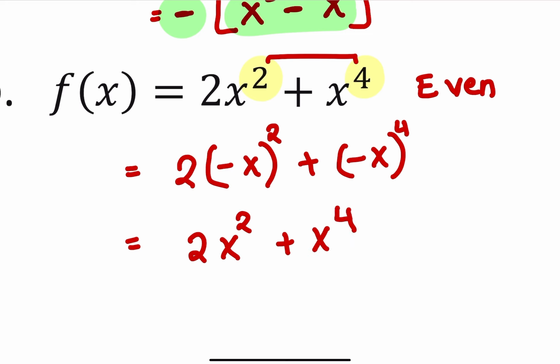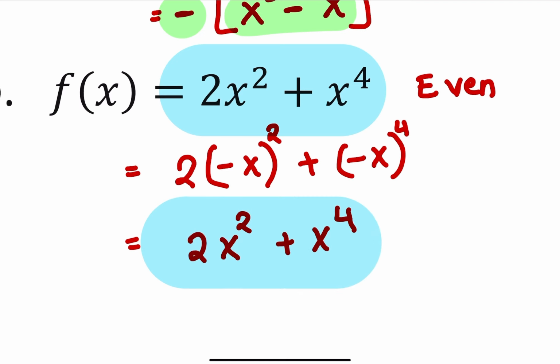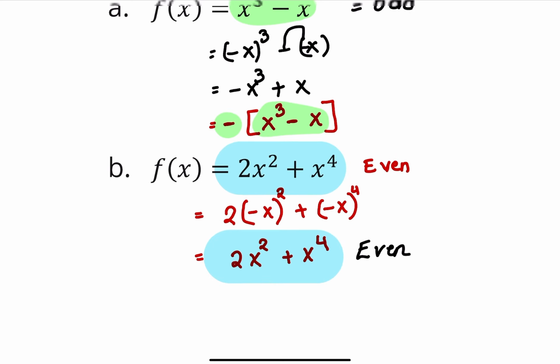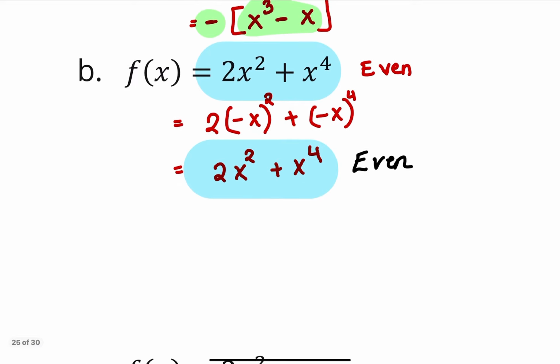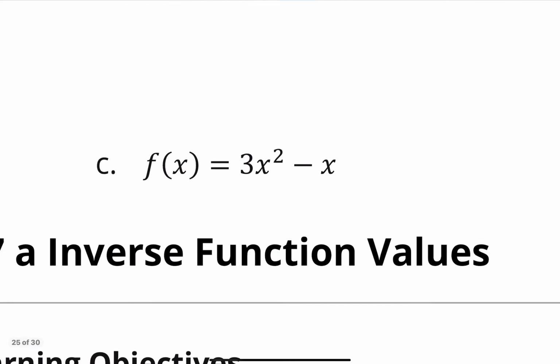And now look what happened here. My whole function was 2x squared plus x power 4. When I replace my x with negative x, I got 2x squared plus x power 4. So nothing changed. When nothing changes, the function is an even function. All right, now let's go ahead and take a look at the next problem here.